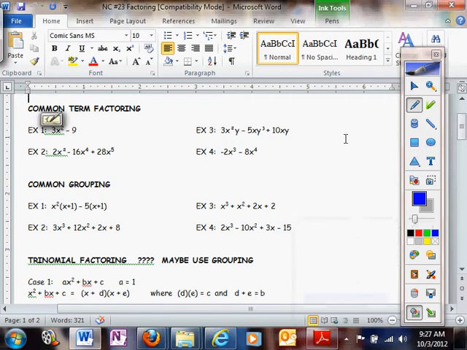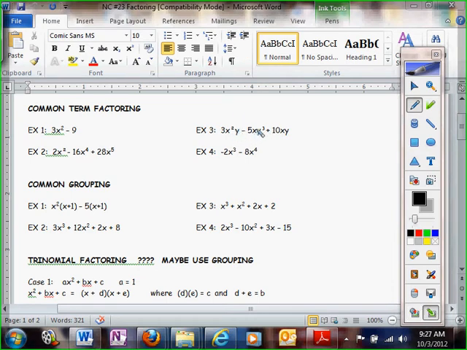Continuing on, we have example 3, 3x squared y minus 5xy to the 3rd plus 10xy. Looking at the numbers, 3, 5, and 10, there is no common factor other than 1. Looking at the variables, I have an xy here, an xy here, and an xy here. So I need to take the one with the lowest power. I have an x squared, I have an x, and I have an x, so I'm going to take out an x, that's the lowest power. I have a y cubed and a y, so I'm taking out a y. So I'm essentially taking out an xy.